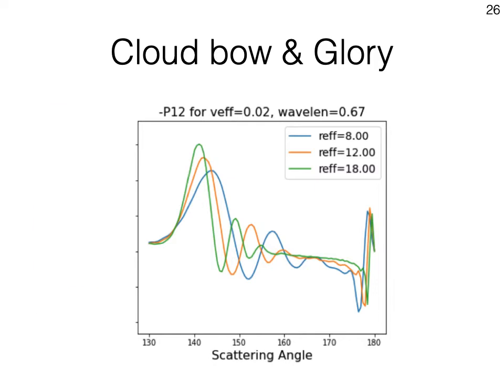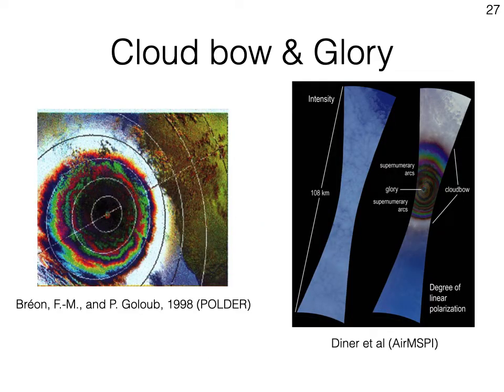In this beautiful work by Breon and Goloub, they showed how the cloud bow becomes salient in polarization using polar measurements. The polarized signal removed the backdrop of the unpolarized multiply scattered light. This principle was also demonstrated at the much finer scale of AirMSPI.